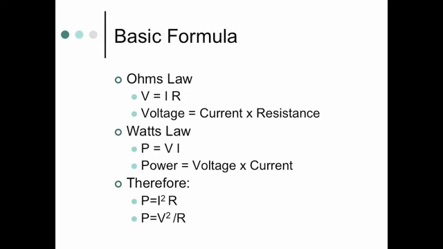Okay, so the basic law is called Ohm's law, and I'll show you how I remember it. It actually is voltage equals current times resistance. I remember it like this. If I wanted to find the voltage, I would multiply the current times resistance. If I wanted to find the resistance, I would take the voltage and divide it by the current. If I want to find the current, I take voltage divided by resistance.